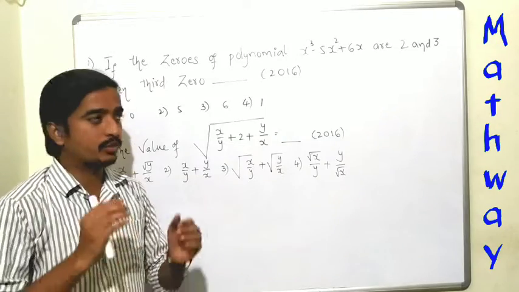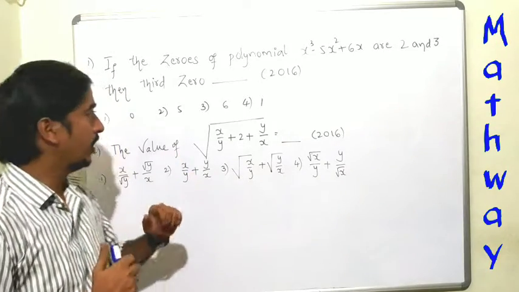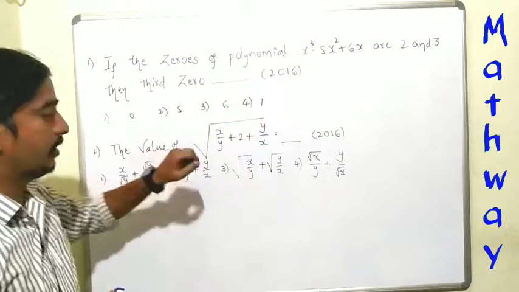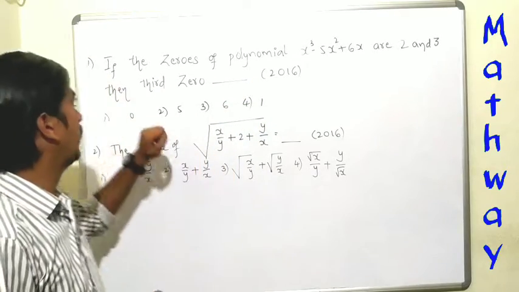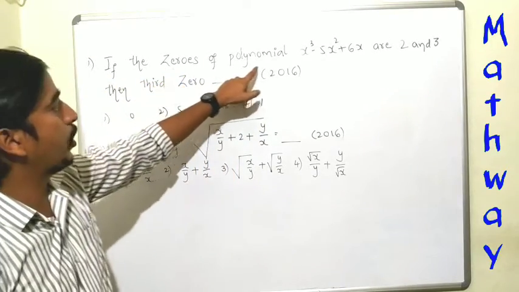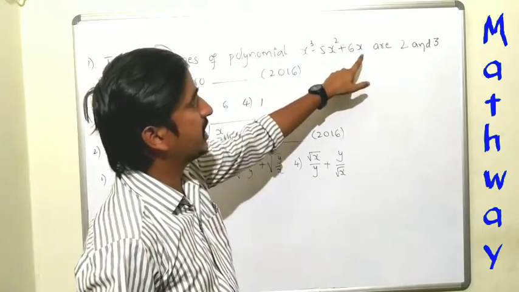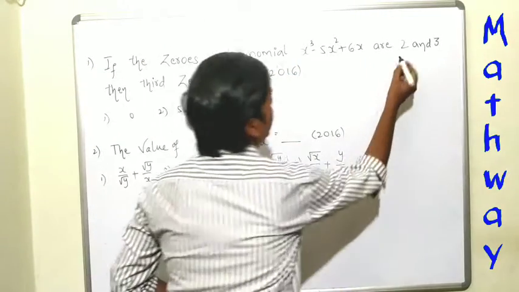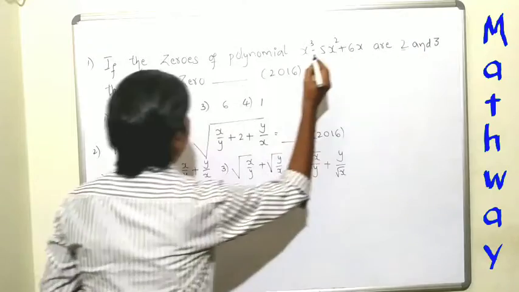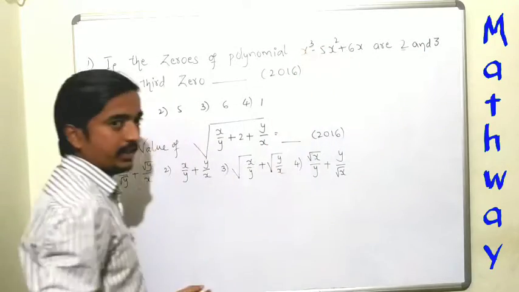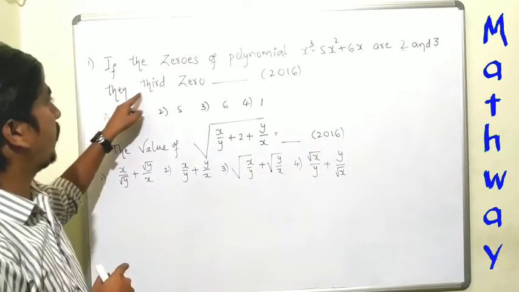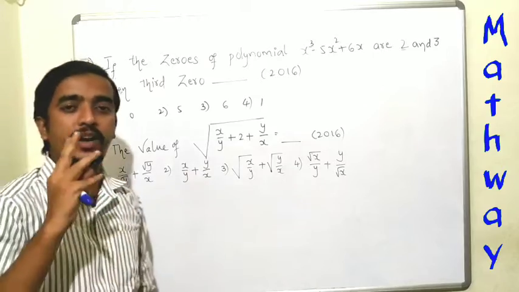Now see the questions from the year 2016. In the year 2016 we got only two questions. Let's see what they are. If the zeros of the polynomial x cube minus 5x square plus 6x are 2 and 3, so these are the zeros for the polynomial, but this polynomial is cubic. Then it asks us to find the third zero. We need to find the third zero.